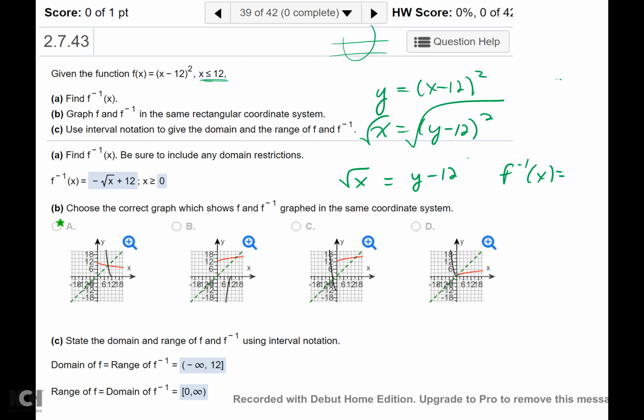Why are they getting a negative? Switch x and y, square root. Well, I'm confused. Why did they get a negative? Because I'd add 12 and add 12. That's not negative, though. So y equals, unless you have to do the plus or minus thing. But even so, then where is the other one? Huh. I got the square root of x plus 12. Not sure why they got a negative square root of x.